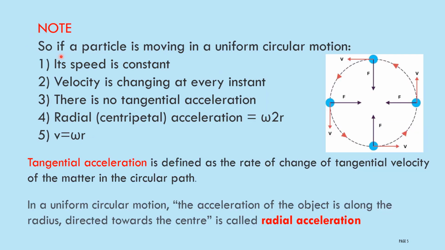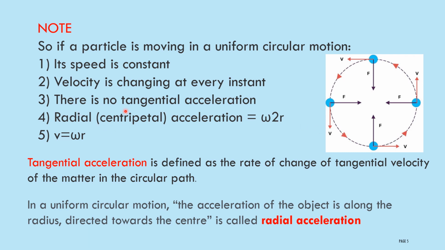First note: if a particle is moving in a uniform circular motion, first, its speed is constant. Always remember, in the case of uniform circular motion, speed is constant. Second, velocity is changing at every instant. When you consider velocity, you consider the direction also. When the object is moving in a circular path, at each and every point it changes its direction. Therefore, automatically the velocity will go on changing.